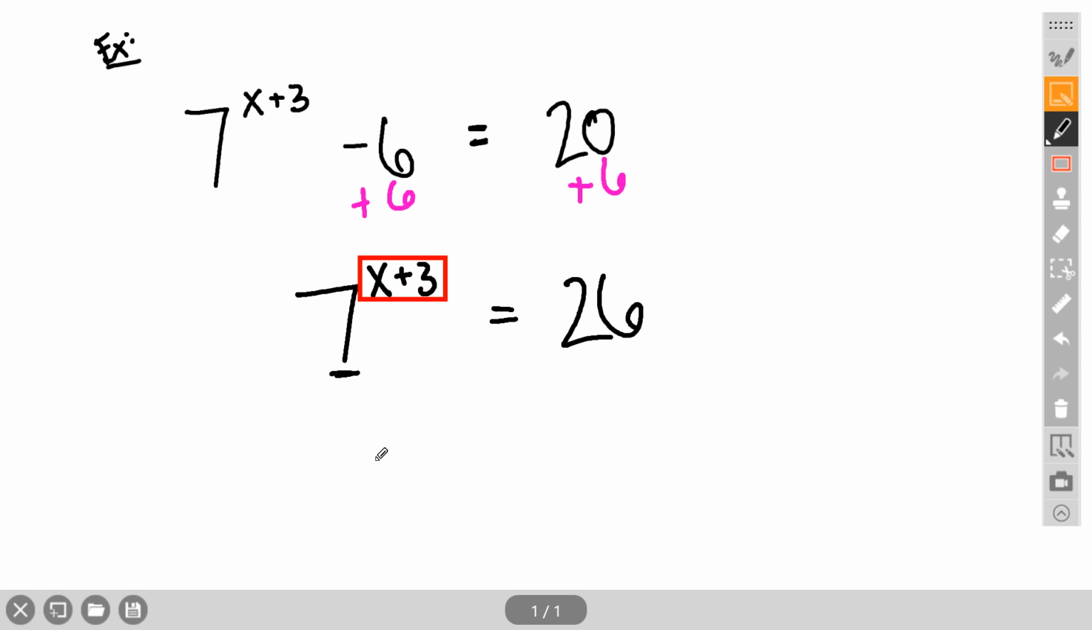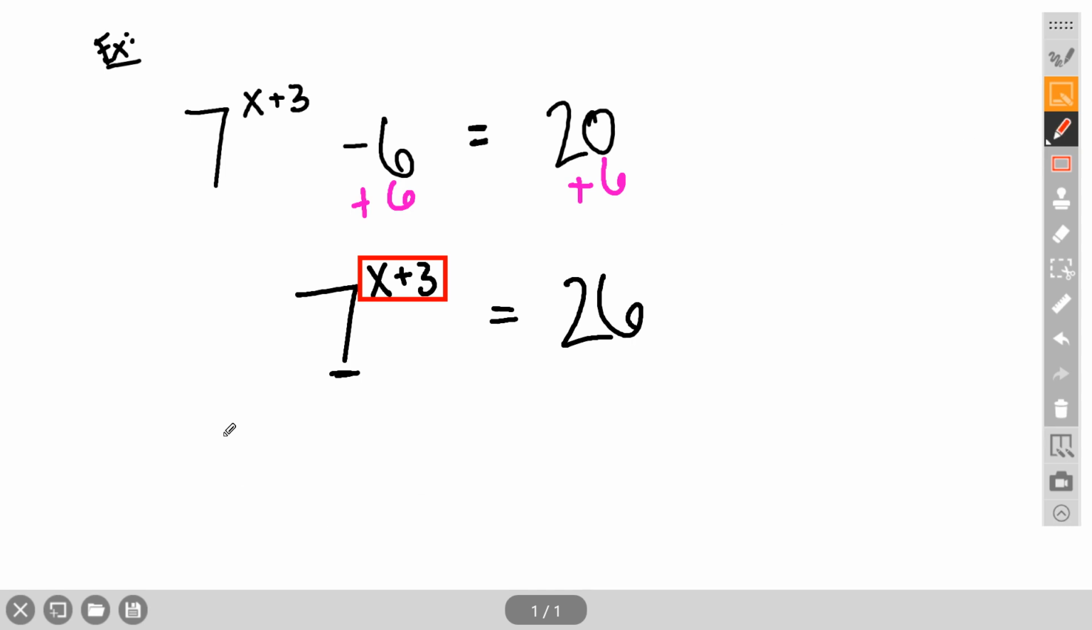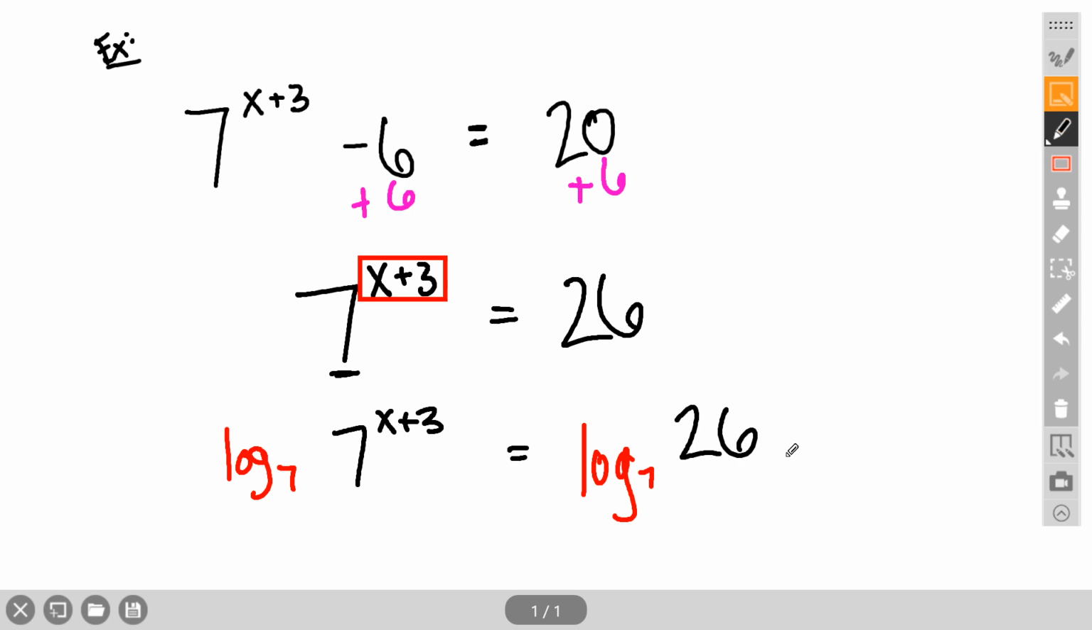Log both sides. Good. Log both sides with the base of 7 because we want to get rid of that 7. So I'm going to do a log on both sides to get rid of that 7. So log base 7 on the left side, 7 to the x plus 3. On the right side, log base 7 of 26. Okay, this is the right step because the 7 is what we want to get rid of, and this log is going to do that. So log base 7 cancels out the exponent base 7. So all that we're going to be left with is this x plus 3.